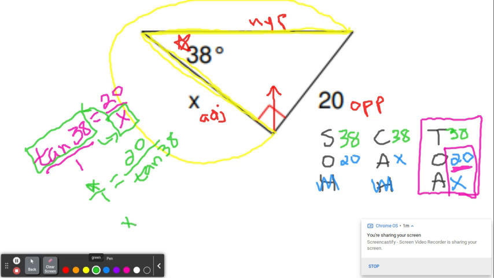Well, x over 1 is just x, so it's calculator time. If I'm on my actual calculator, I take 20 divided by tangent 38, and that spits out 25.6 for me. If you're on your phone, you're going to take 20 divided by 38, then the tangent button, then equals, and hopefully it spits out 25.6 for you as well.